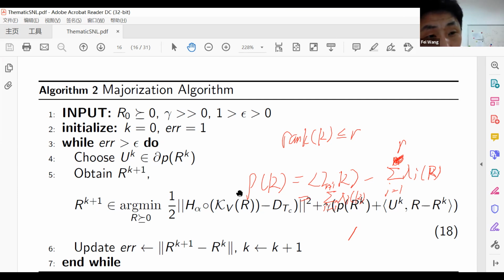In fact, if the error is negative, then we don't have to. When we solve the problem without the rank constraint, it's always rank deficient. So you do not have to use any majorization algorithm if the error is actually negative.